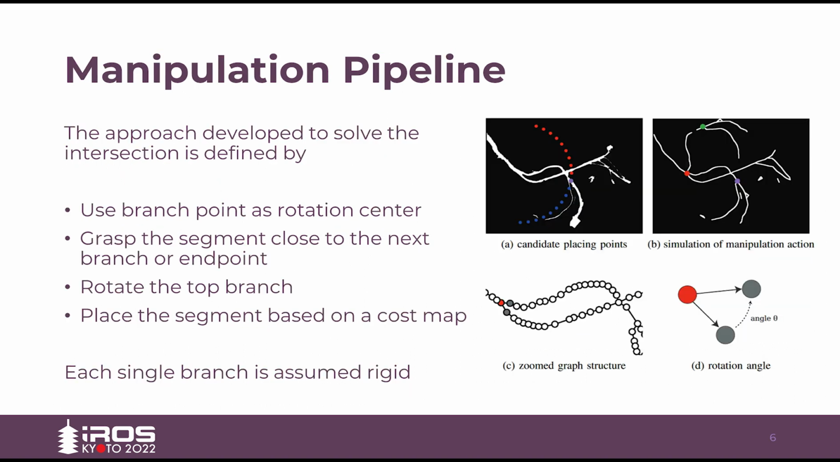As for the manipulation task, we study the problem of arranging the harness on a flat surface with no intersection point. For a given intersection, we can use the branch from which the segments originate as a center of rotation, and then rotate the segment on top to solve the intersection.